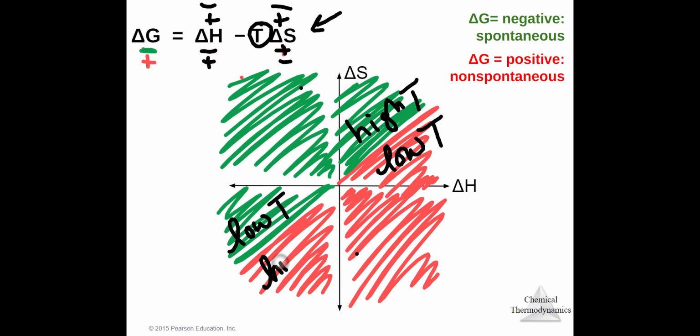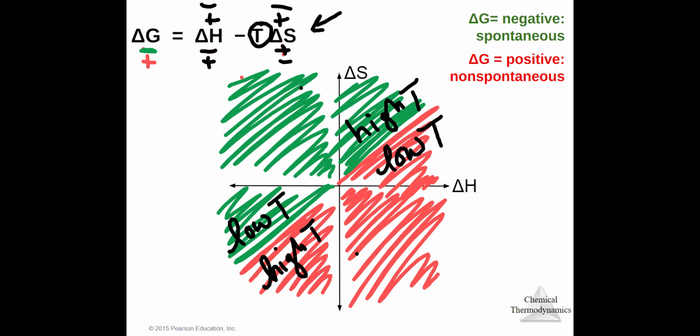But if my values of temperature are going to be high, if it's going to be a hot reaction, then we're going to see it be non-spontaneous. So again, if your signs are the same for delta H and delta S, it's going to depend on temperature. But if your delta H and your delta S have opposite signs, then the answer is going to be definitive as to whether or not your reaction is going to be spontaneous or not spontaneous.